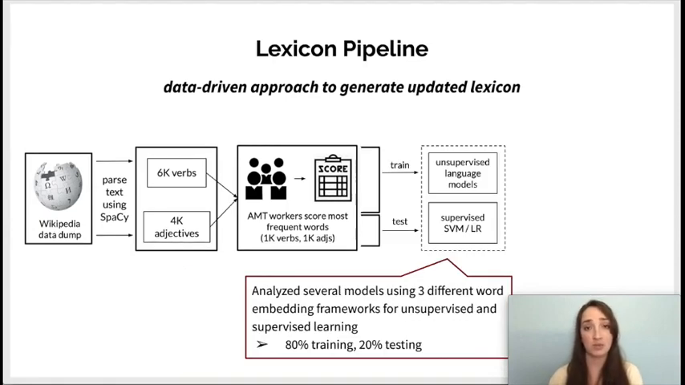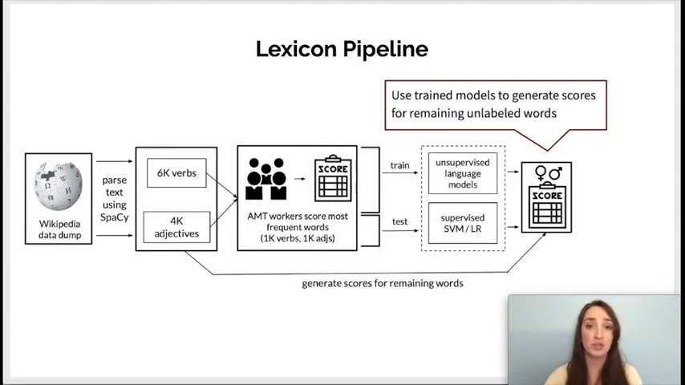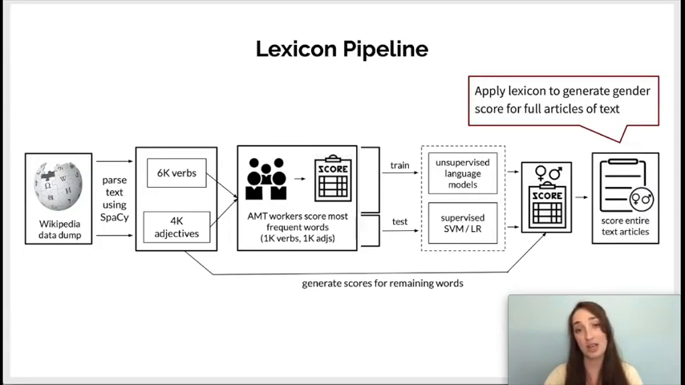Using these labels, we trained several combinations of unsupervised and supervised models with different word embeddings. For more details on the exact combinations that we used, I'd refer you to the paper. Using these labeled words, we were able to go back and score the rest of the unlabeled verbs and adjectives to create a completed lexicon. And now we're able to score an entire body of text using the bag of words method with our updated lexicon.